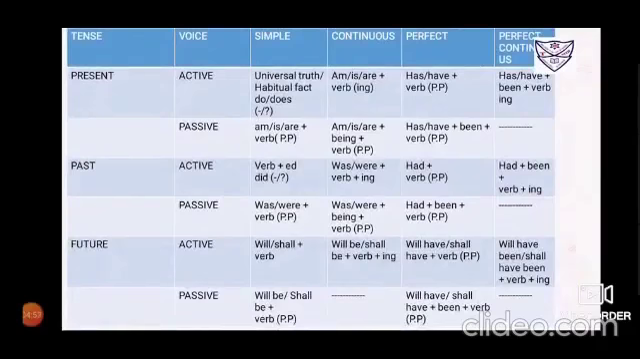Let us go through this active and passive voice table. The table that you're seeing on your screen has the 12 different tenses. We'll go first with the horizontal bars. When you look at the horizontal bar, the first column is of tense. The next is of voice. Next are the 4 different forms of the tense: simple, continuous, perfect, and perfect continuous.